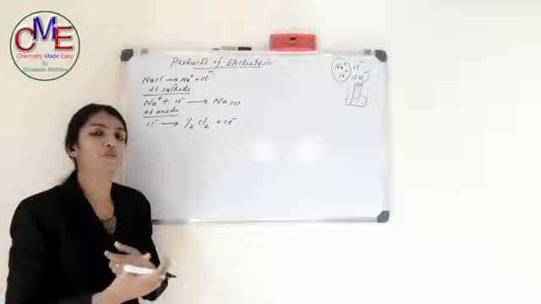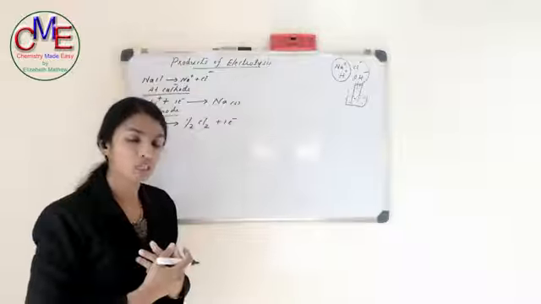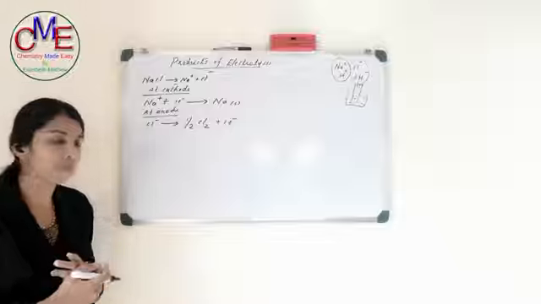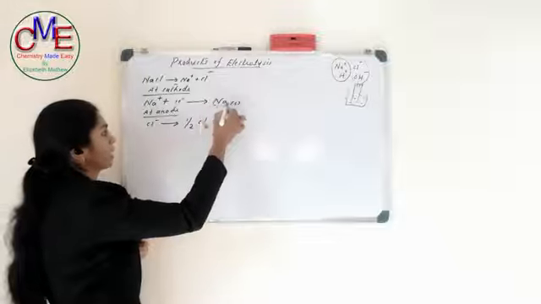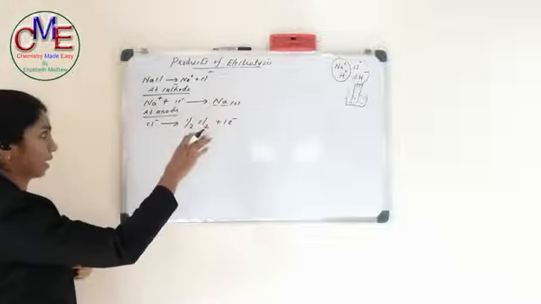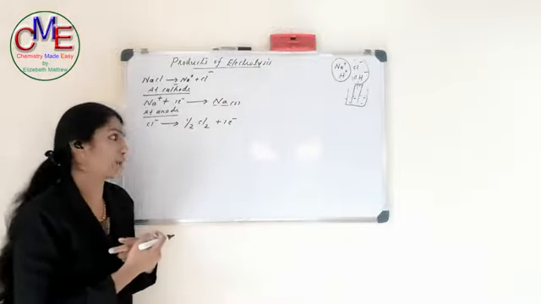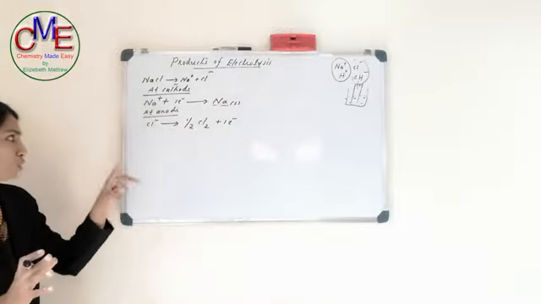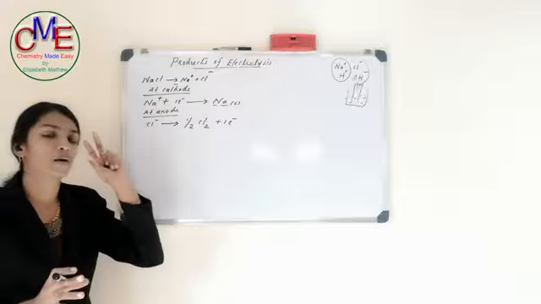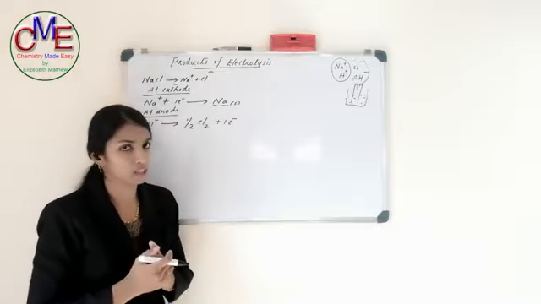So what are the products of electrolysis when we use molten sodium chloride as the electrolyte? Sodium metal is deposited at the cathode, and chlorine gas is liberated at the anode. These are the products of electrolysis when we use molten sodium chloride as the electrolyte.